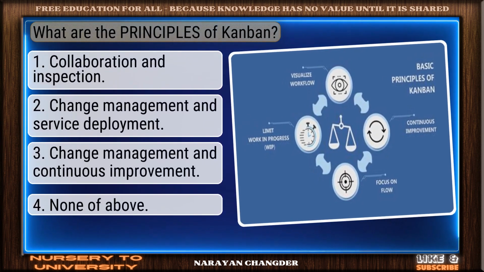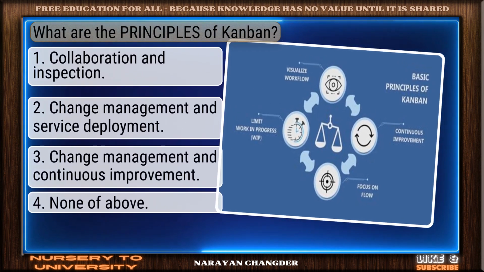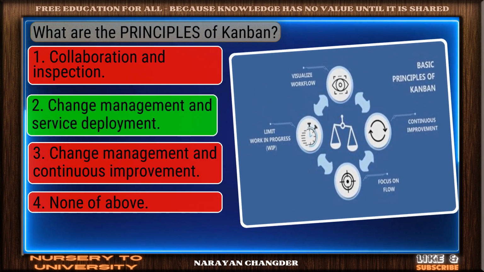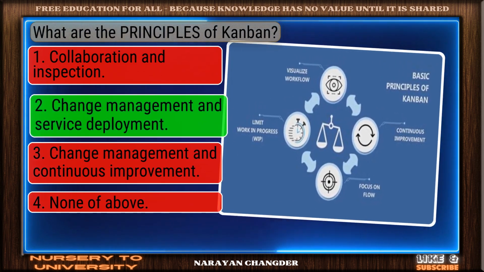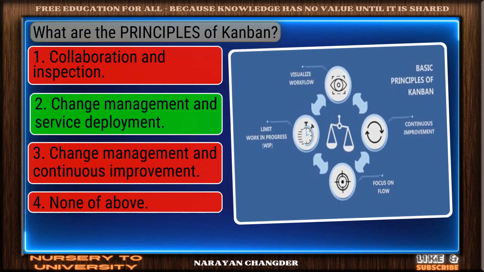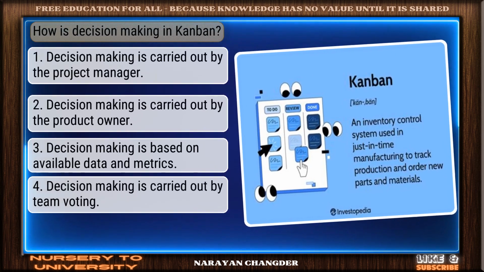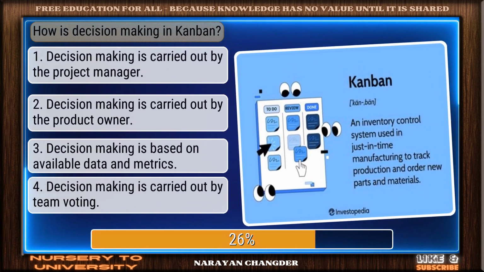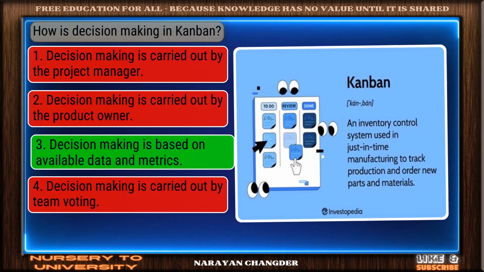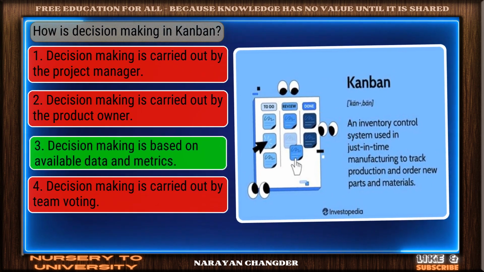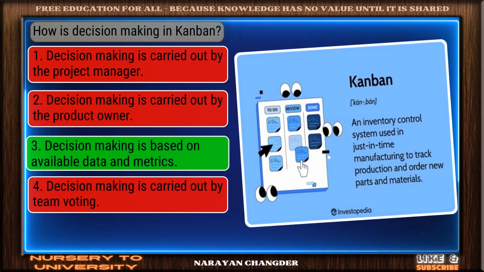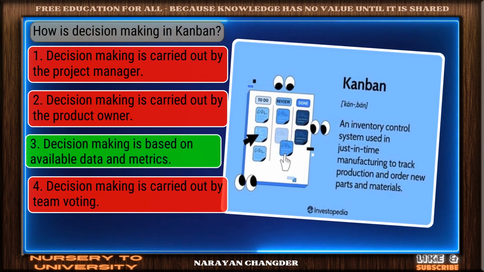Question number 29. What are the principles of Kanban? Smart move. Change management and service deployment is an accurate answer. Question number 30. How is decision-making in Kanban? Well reasoned. Decision-making is based on available data and metrics is the correct choice.